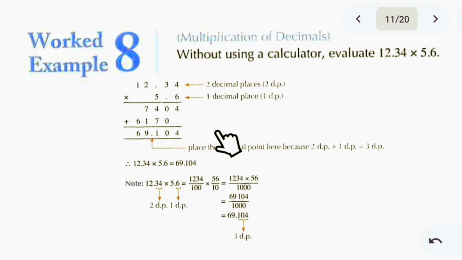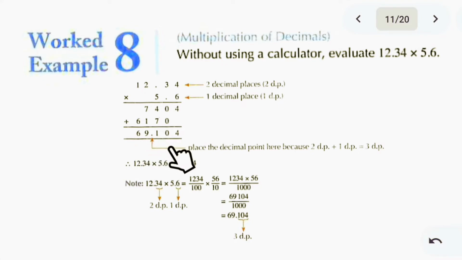So you can see that we have a question in which we have to multiply 12.34 with 5.6. All the steps are the same: 6 4s are 24, so we write 4, carry 2 here; 6 3s are 18, plus 2 is 20, write 0, carry 2. We multiply as we do in simple multiplication. We do not consider this decimal point when we multiply, and we get the answers 7404 and 6170, and then we add them as in simple multiplication.